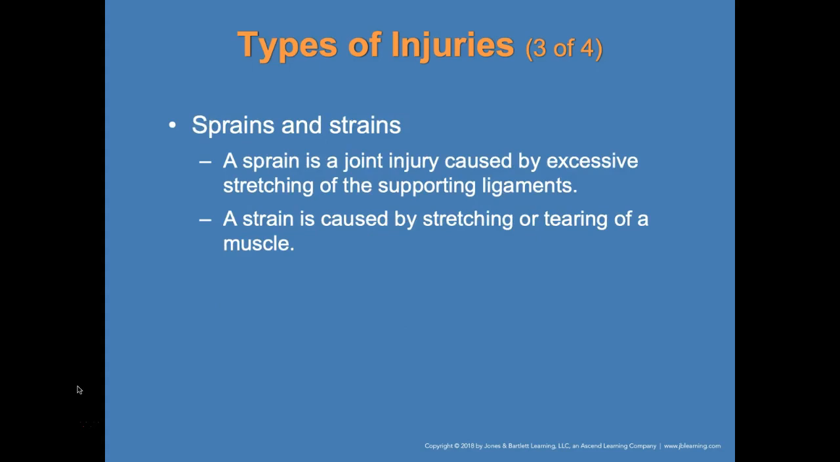All right, our sprains and strains. A sprain is a joint injury caused by excessive stretching of the supporting ligaments. So we've overextended those ligaments and now we have a sprain. A strain would be stretching or tearing of a muscle. It's important to remember both of those. A sprain is excessive stretching of the ligaments. A strain is a stretching or tearing of the muscle.